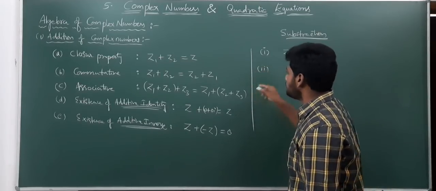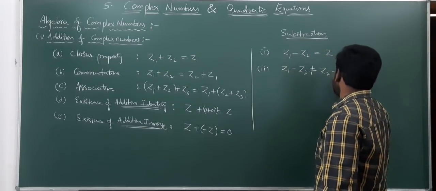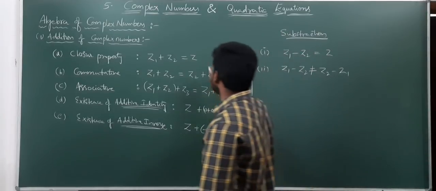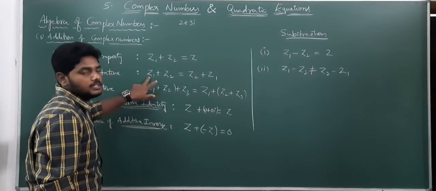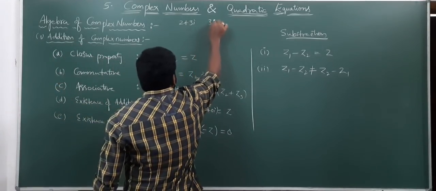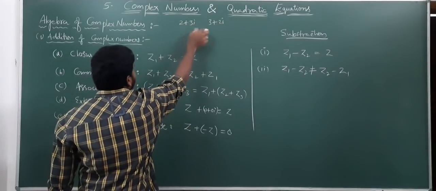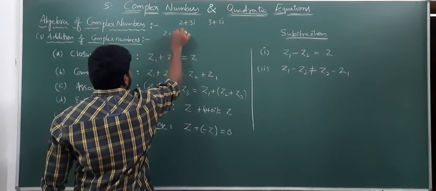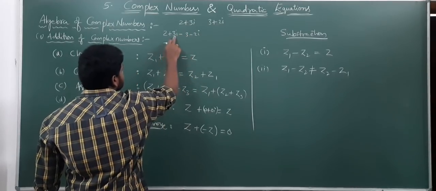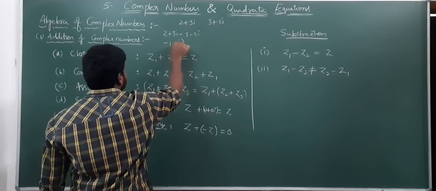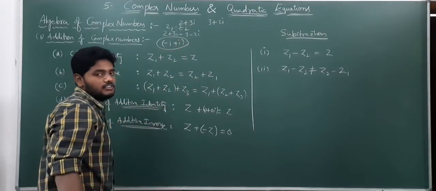Next, commutative property: Z1 minus Z2 is not equal to Z2 minus Z1. Why? Because if you take 2 plus 3i as Z1 and 3 plus 2i as Z2 and subtract these two, 2 plus 3i minus 3 minus 2i, 2 minus 3 is minus 1, and 3i minus 2i is plus i. So Z1 minus Z2 gives minus 1 plus i.